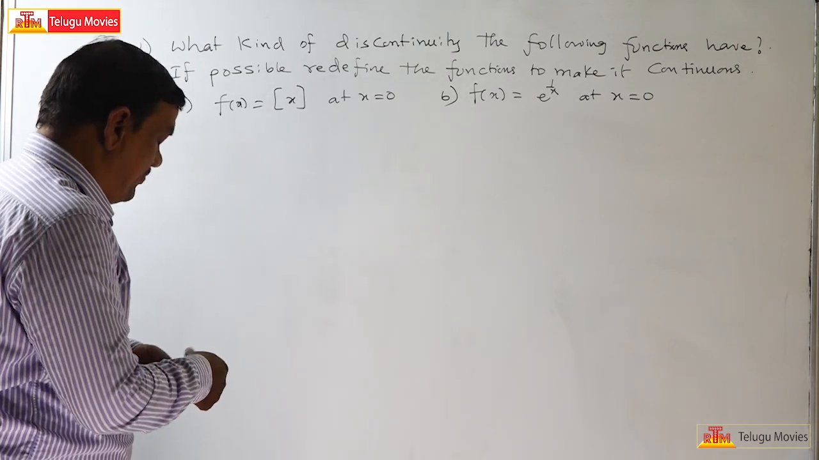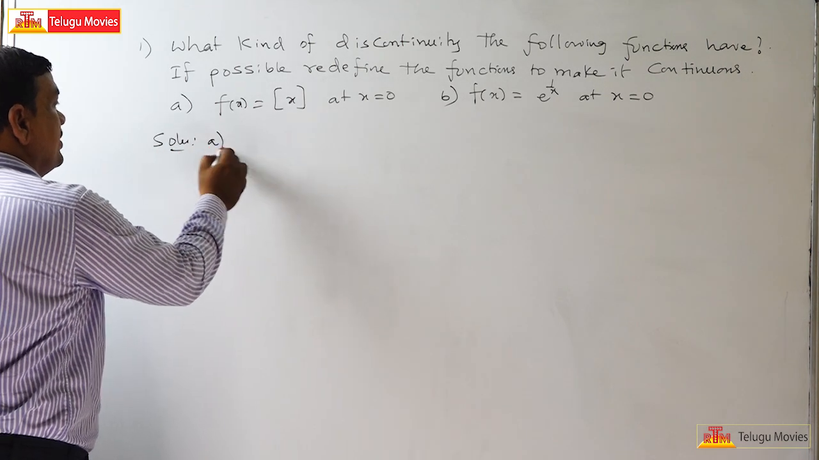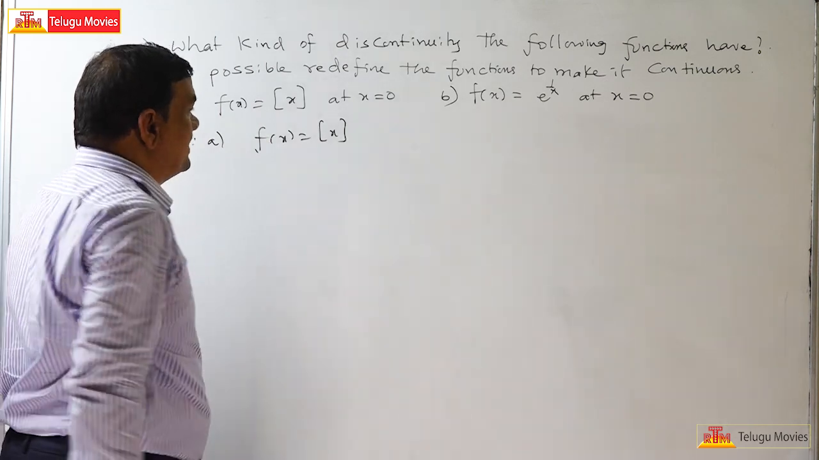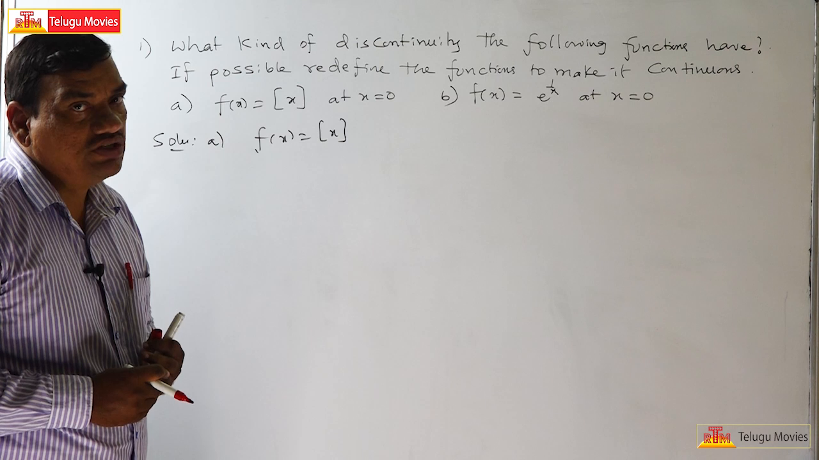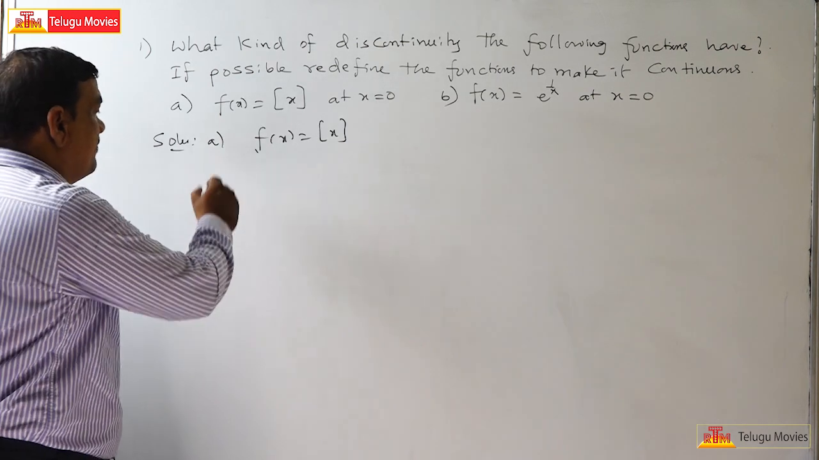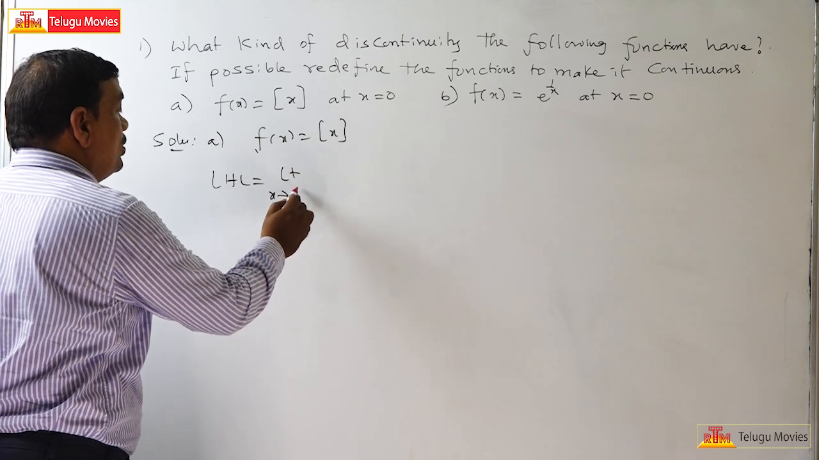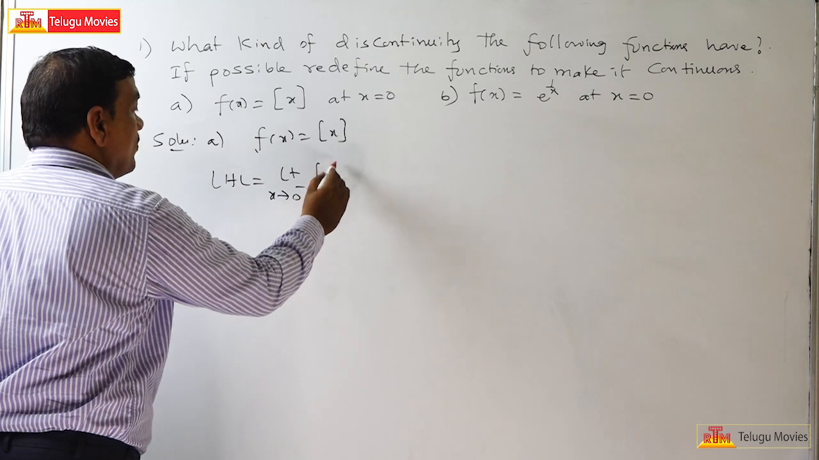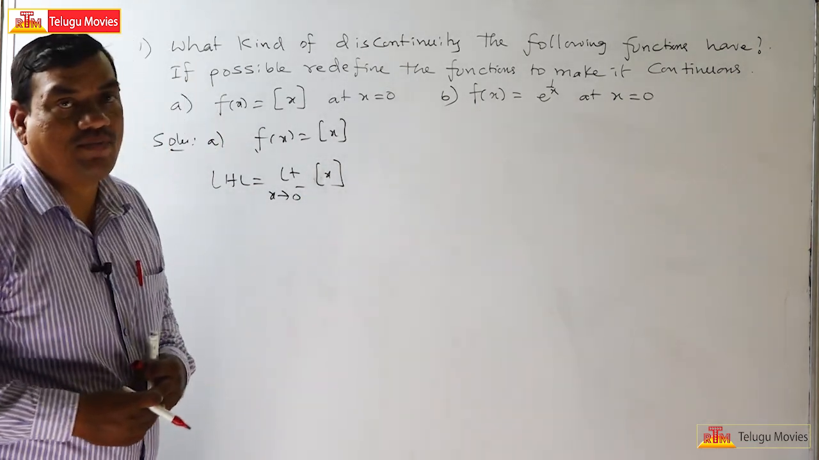It is a step function. So let us see the solution of part A. It is given that f of x is equal to step x. At x is equal to 0, we have to check whether the function is continuous or not. For that, let us take the left hand side limit, x tends to 0 minus f of x. F of x means step of x.